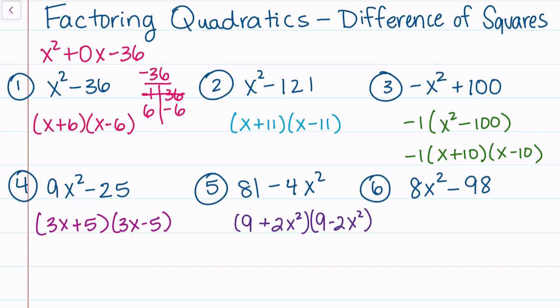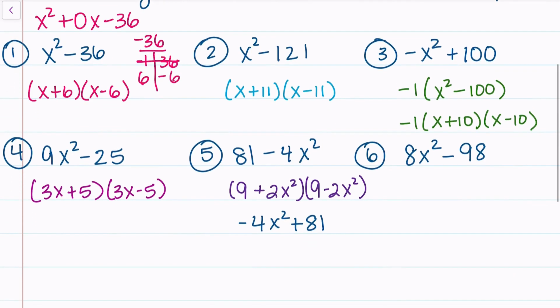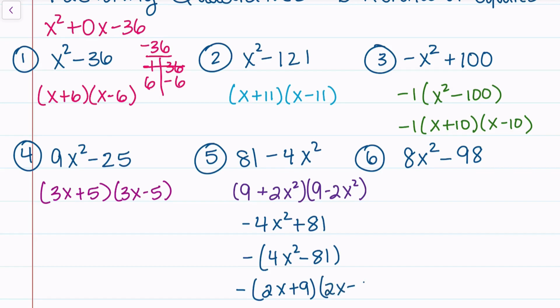Another way that you might see this written is for the problem to be flipped around, and then the negative sign factored out. And so now I could write my answer as minus 2x plus 9 and 2x minus 9. So either of those are equivalent. They're all different forms of the original quadratic.